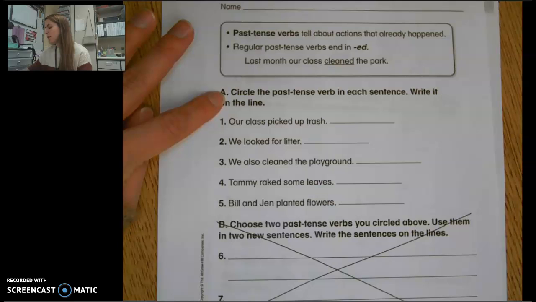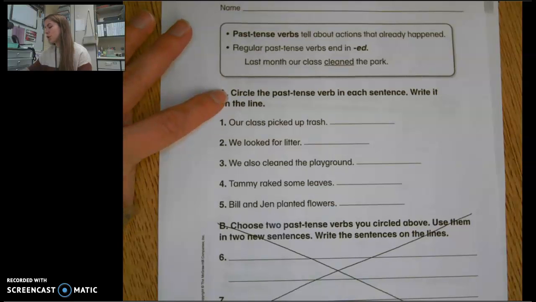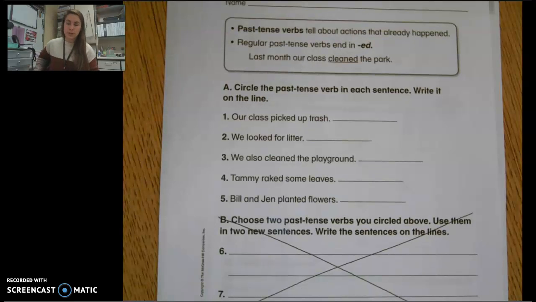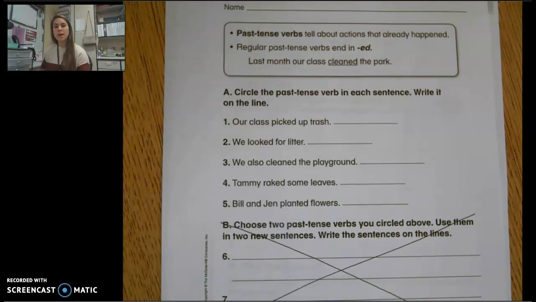So your directions say circle the past tense verb in each sentence and write it on the line. Now, both of those directions are very important. We have talked about following the directions and the importance of doing everything that you're asked to do. So make sure you do both of those things. You circle it and you also write it on the line.